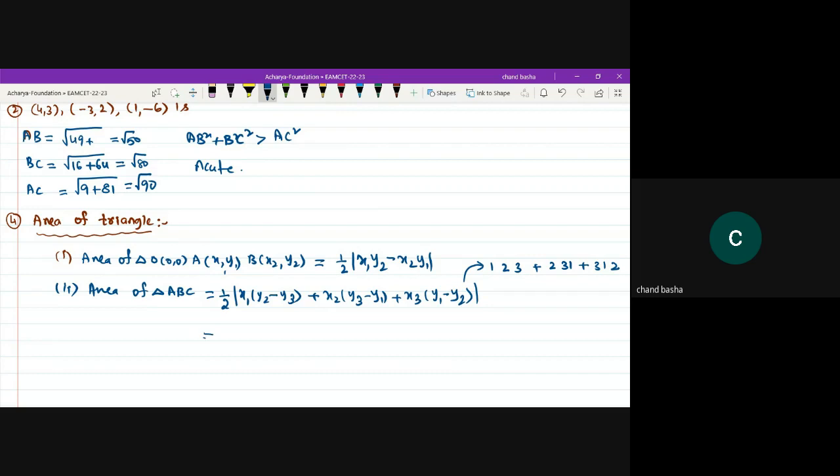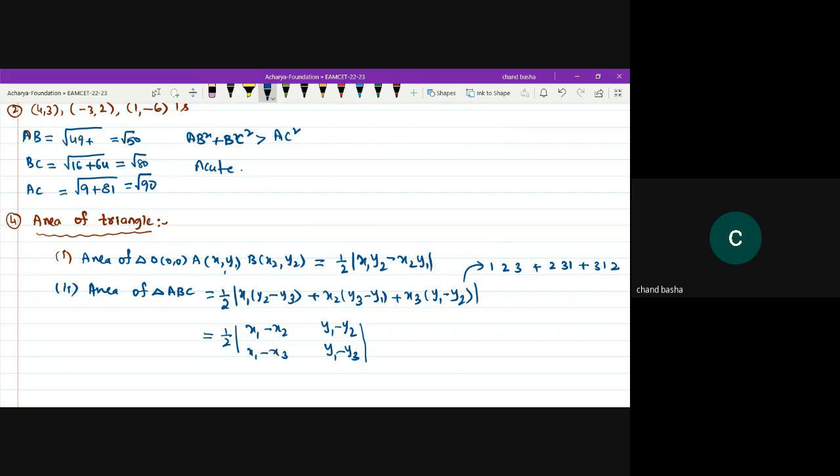Or we can also define it using the determinant concept: half into modulus of the determinant with rows x1 minus x2, y1 minus y2 and x1 minus x3, y1 minus y3. If you expand this, that is A, B, C, D, half into AD minus BC, you will get the required answer. This is the second point, which everyone knows.